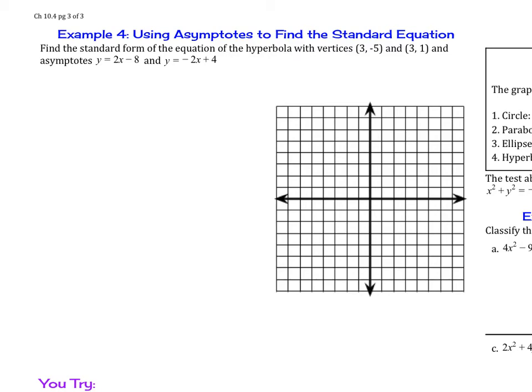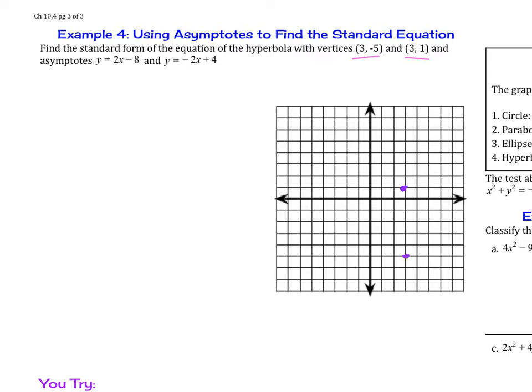So example 4, we're going to find the standard form of the equation of the hyperbola with vertices (3, -5), (3, 1). And we're given the asymptotes y equals 2x minus 8 and y equals -2x plus 4. So the vertices we can draw: (3, -5), so write 3, down 5. And then the other one is 3, up 1.